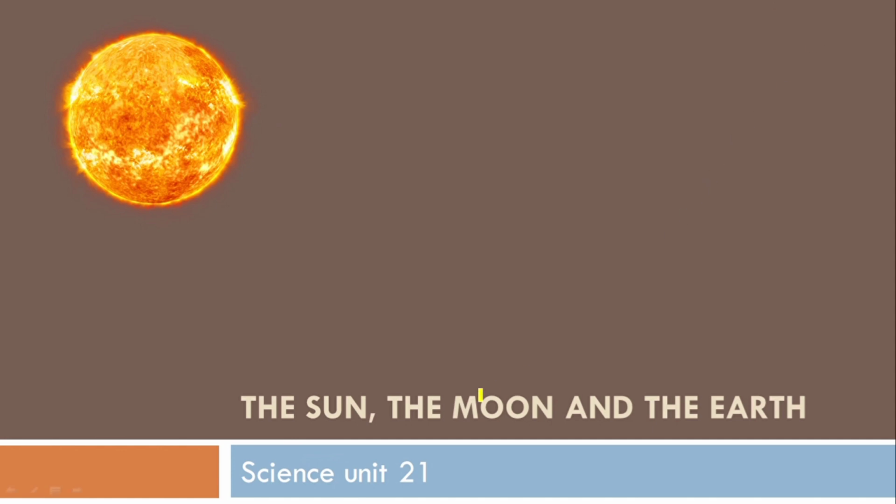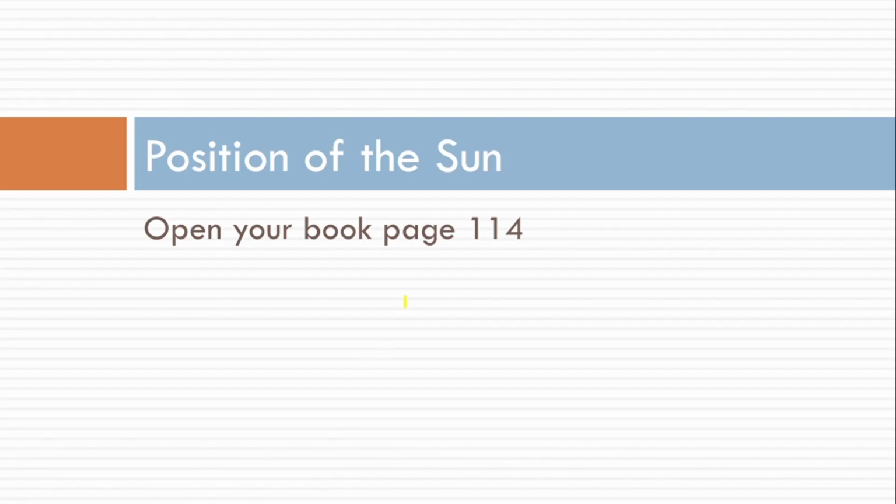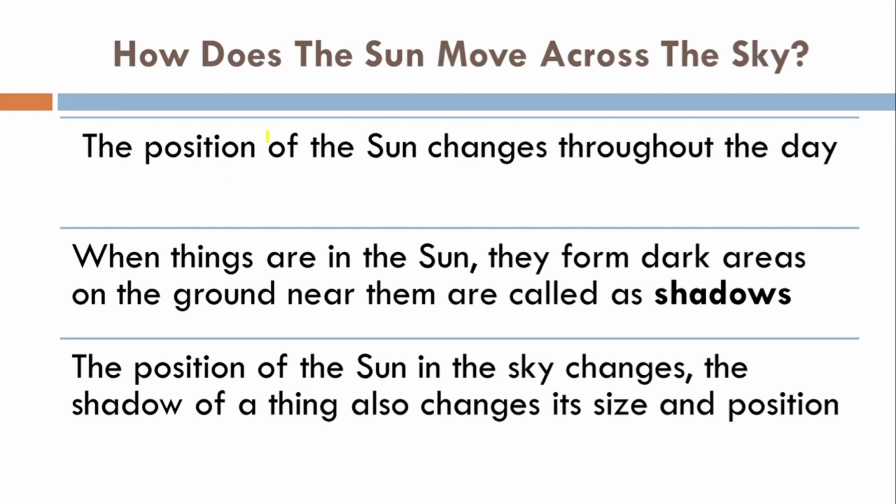Now we are going to talk about the sun, the moon and the earth. Let's open your science book, unit 21, page 114. Our topic today is about the position of the sun. First, how does the sun move across the sky? Well, the position of the sun changes throughout the day.